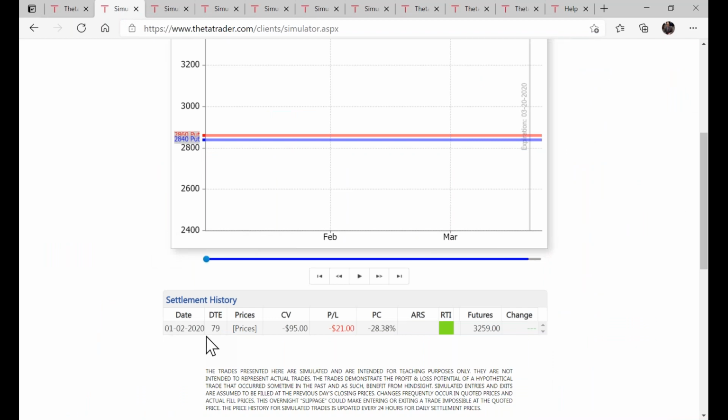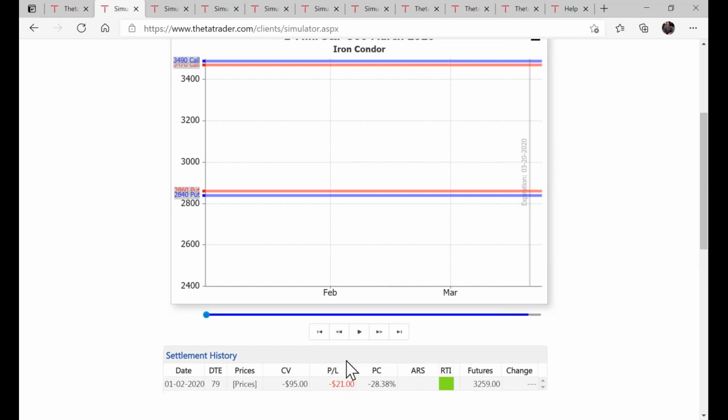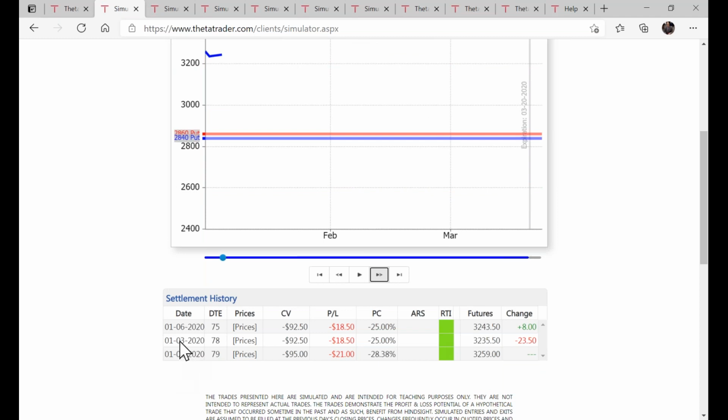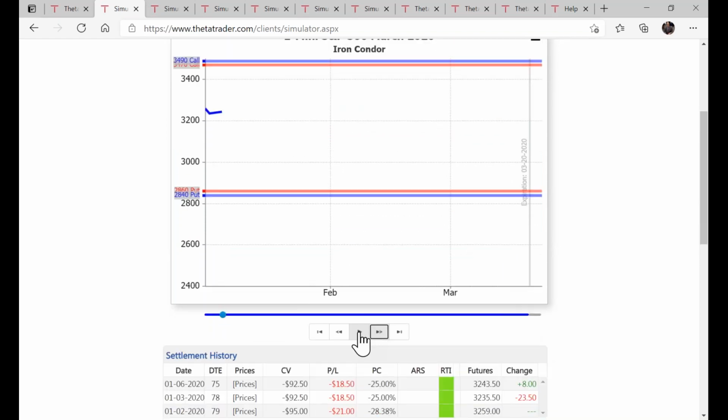Now, this is January 2 of last year, and here's a Condor. We can use these controls at the bottom to go forward day by day. Let's see here, that's the 2nd, the 3rd, the 6th, and you'll see the P&L on the trade, and you'll see the RTI, and that's called the Risk Thermal Indicator. It's color-coded, and I'll explain that as we go. Or we can use this play button.